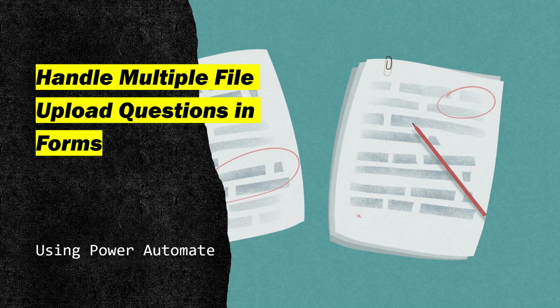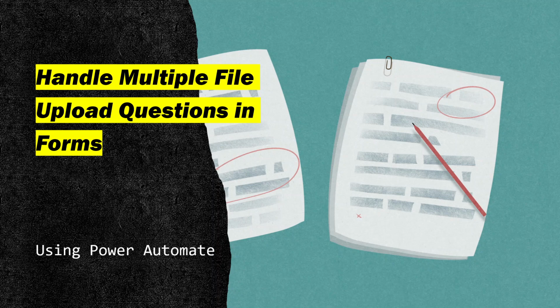Alright, I've got a number of other videos about working with file upload questions in Power Automate. One of the questions that people have, or comments I get a lot, is what do I do if I have multiple file upload questions in a form? How can I attach them all to an email, or how can I save them all to SharePoint, or whatever it might be? Email's probably the most common, so that's the scenario we're going to go with.